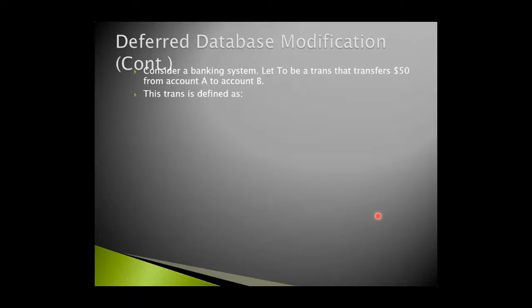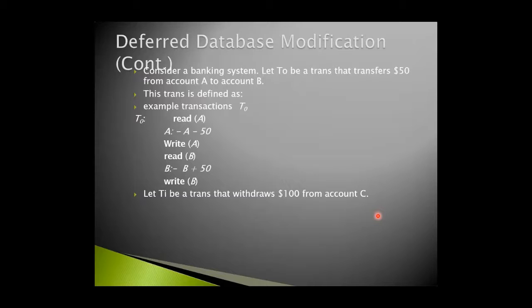Let us try to see a banking example. Let T0 be a transaction that transfers $50 from account A to account B. T0 is the transaction transferring $50 from account A to account B. Let T1 be another transaction that withdraws $100 from account C. So these are the two transactions. Now we will see how the log records are written with respect to these two transactions. Let us have a look.